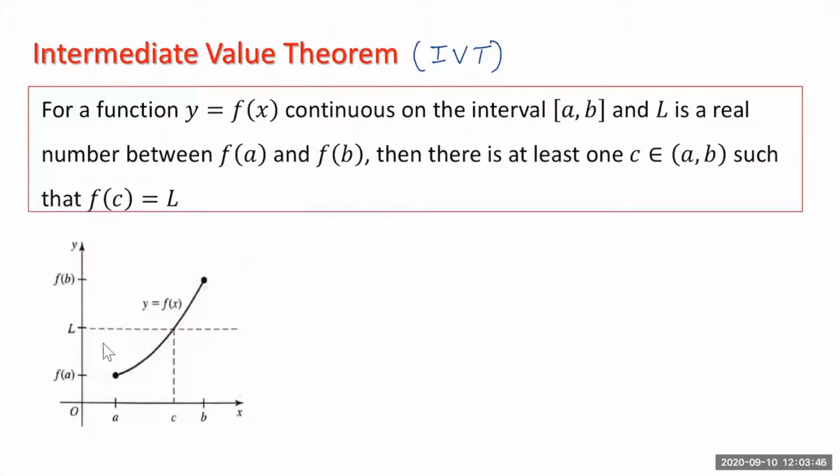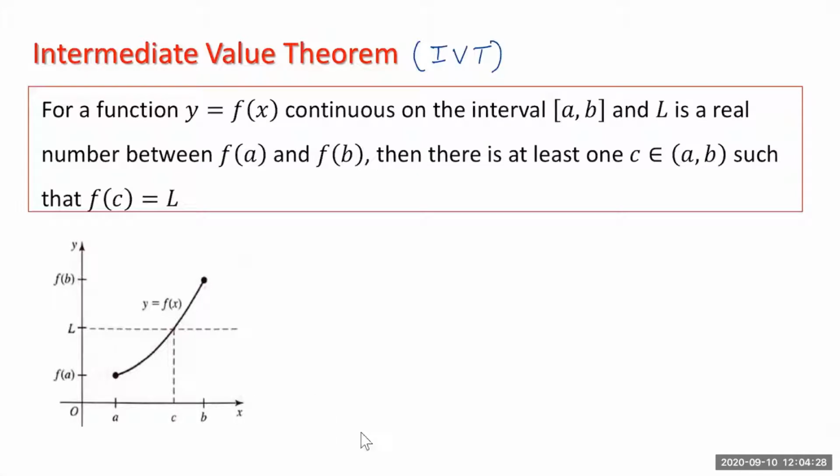if you look along the y-axis, you can see that between f of a and f of b, there is L. Then for f of a, you have a point A in the x-axis. For f of b, you have a point B in the x-axis. So there will be a point C which corresponds to L. So there's a point C in the x-axis which corresponds to L which is there in the y-axis. That is the meaning of the intermediate value theorem.